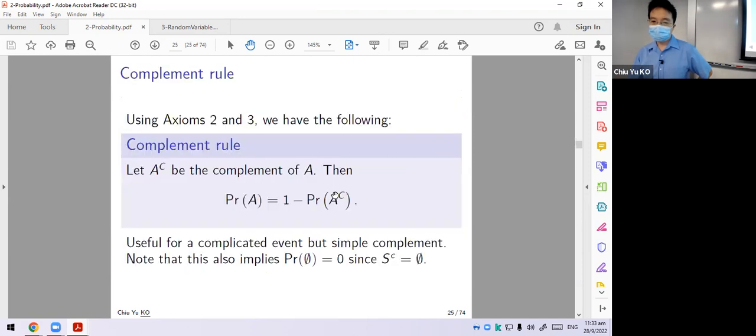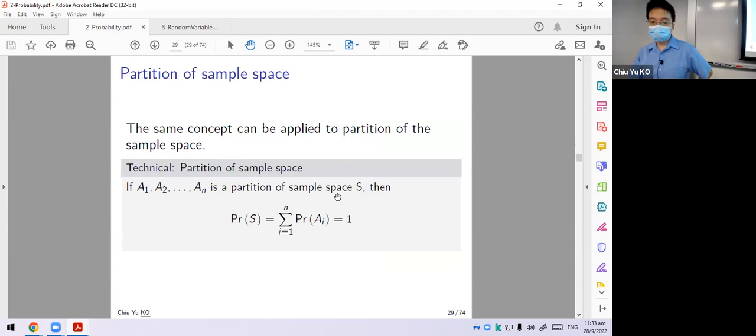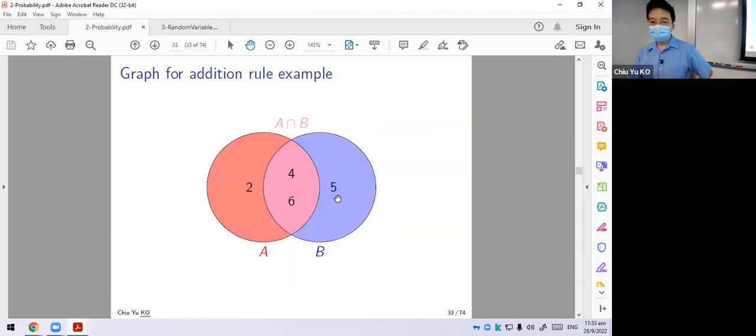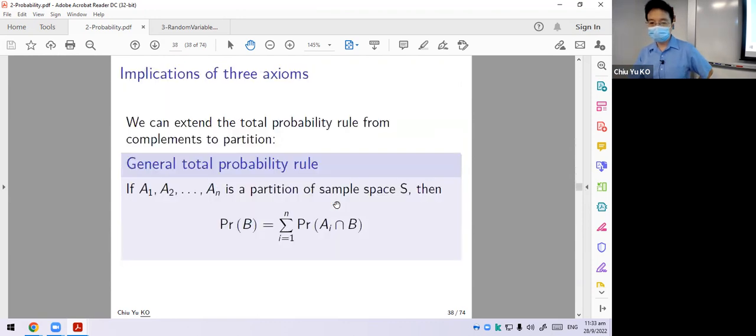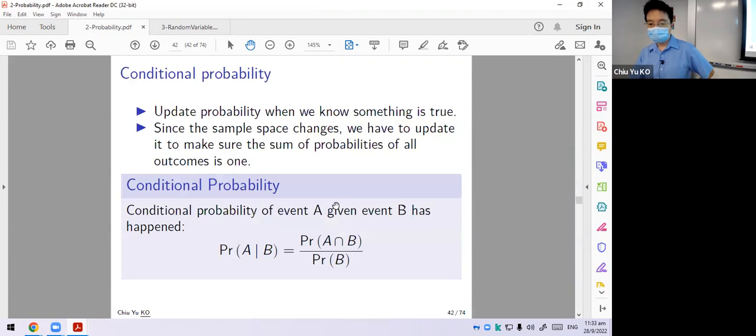Such as the complement rule, the addition rule, and the total probability rule. Then we defined conditional probability, where the probability of event A given B is a fraction: the numerator is A intersect B and the denominator is the probability of B. The reason you divide by the probability of B is that you have to satisfy axiom 1, that probability must be between 0 and 1, and also axiom 2, that the probability of the sample space must be 1.